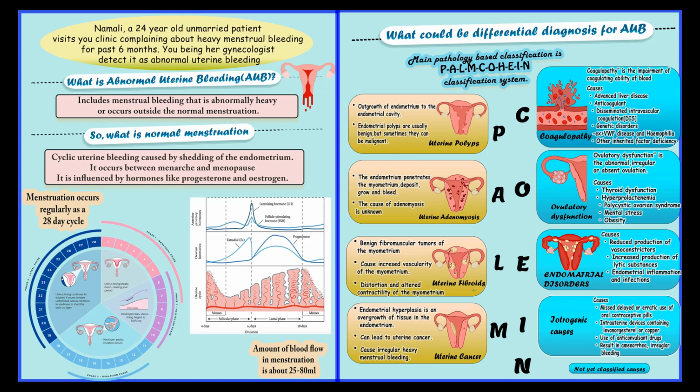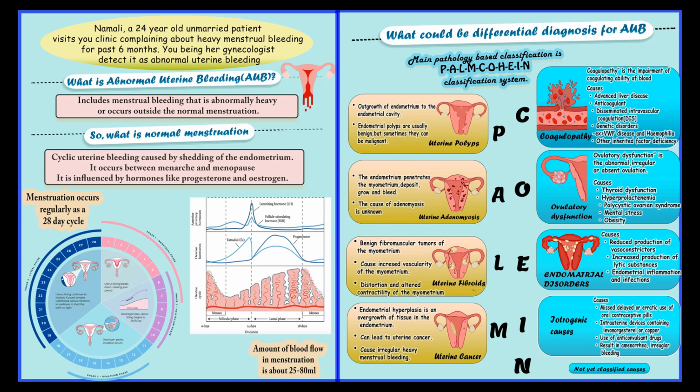The first one under this category is coagulopathies. Coagulopathies are problems in the normal coagulation pathway, for example, von Willebrand disease. The second one is ovulatory dysfunction. Ovulatory dysfunction mostly happens at the extremes of reproductive age, for example, in adolescence, where the HPO axis is immature, and in perimenopausal women. Mental stress, obesity, weight loss, and polycystic ovary syndrome are some of the predisposing factors for ovulatory dysfunction.